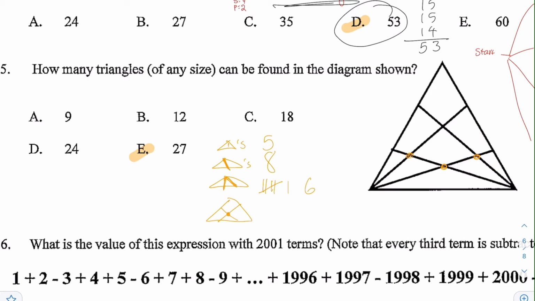And that's just 3. So you have 3 of those triangles with 4 pieces in it. Then for triangles with 5, there aren't any triangles with 5 pieces, but you do have some triangles with 6 pieces.